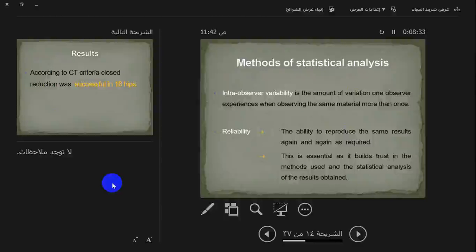Intra-observer variability is the amount of variation one observer experiences when observing the same material more than once, and reliability is the ability to reproduce the same results again and again as required. This is essential as it builds trust in the methods used and the statistical analysis of the results obtained.